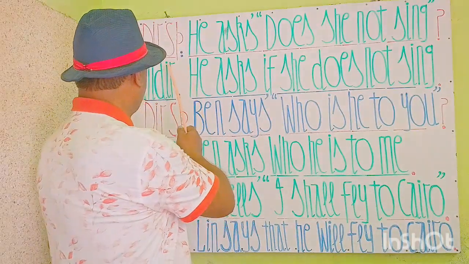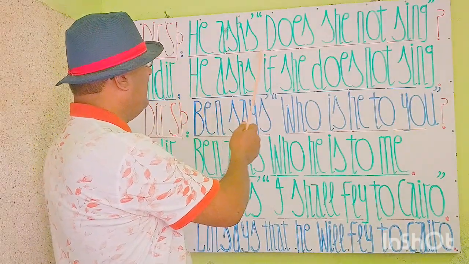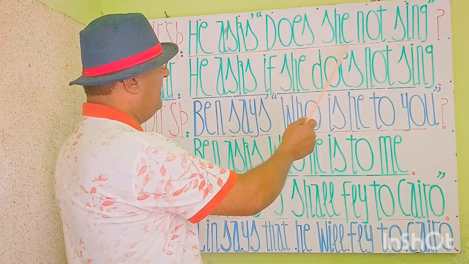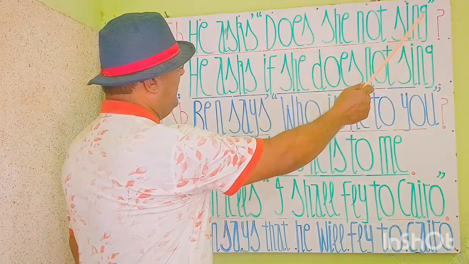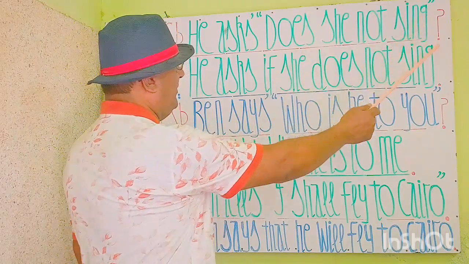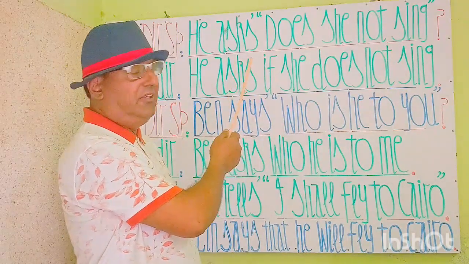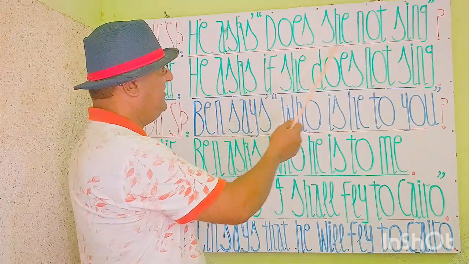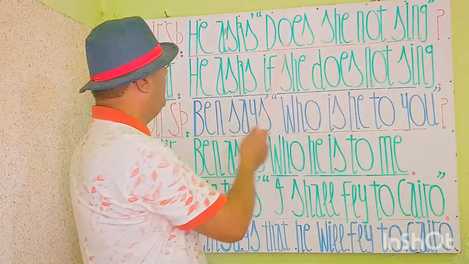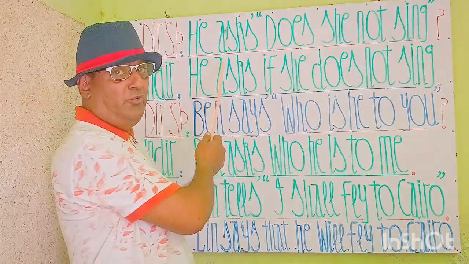You see, my students, that speech. He asks, comma, inverted comma start, does she not sing? Commas close, interrogative sign. This is a question in direct speech. He asks, does she not sing? Interrogative sign. You see the direct speech is in two parts.